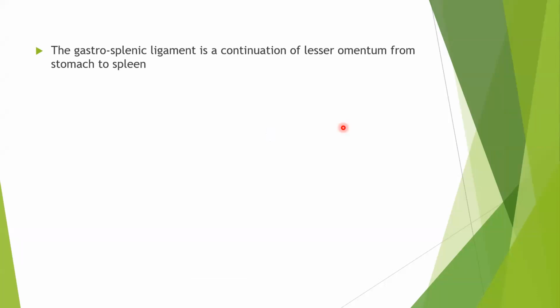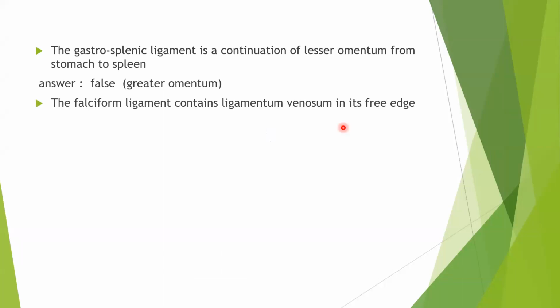The gastrosplenic ligament is a continuation of lesser omentum from stomach to spleen. False. It is a continuation of the greater omentum, not the lesser omentum. The falciform ligament contains ligamentum venosum in its free edge. False. It contains ligamentum teres in its free edge and then continues with the ligamentum venosum.